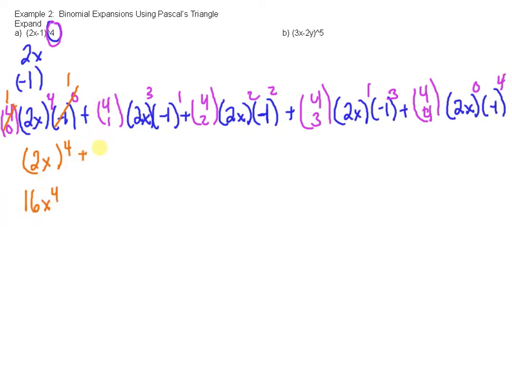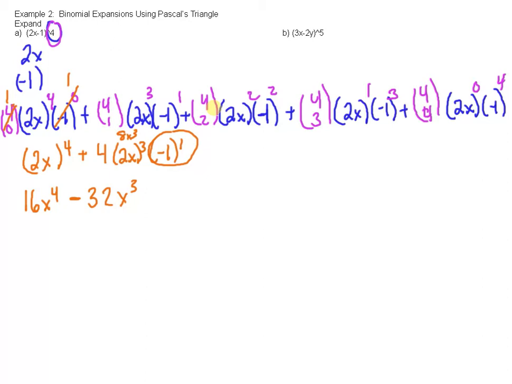Okay, 4 choose 1 is 4. And then we have 2x to the 3 and negative 1 to the 1. So from this negative 1 here, we're going to have a negative. And what's 2 to the exponent 3? I have 8. So this is 8x cubed, but then 8 times 4 is 32. So 32x cubed.